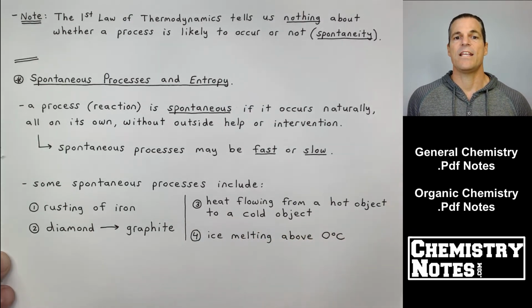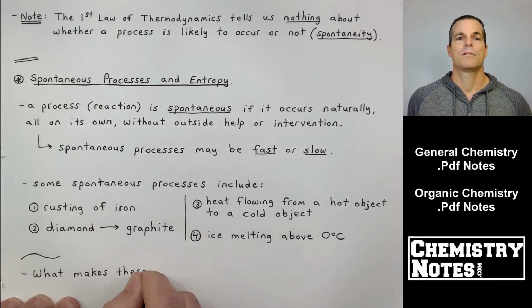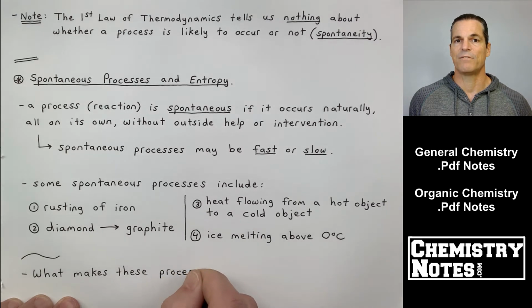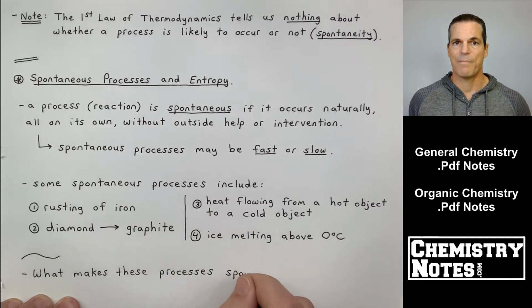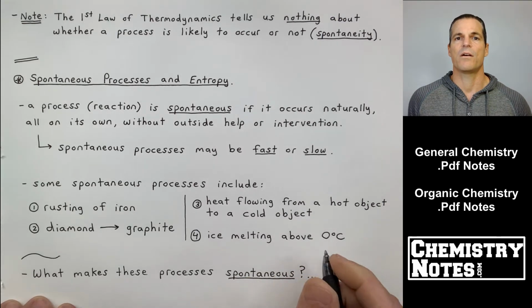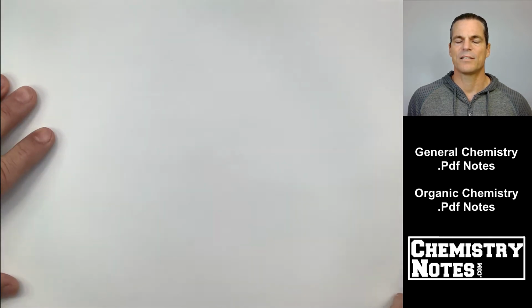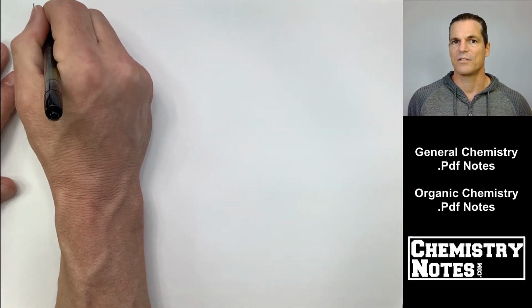Number 3, heat flowing from a hot object to a cold object. That's a spontaneous process. Number 4, ice melting above 0 degrees Celsius. That happens naturally all on its own. So 1 through 4 there are spontaneous processes. What makes these processes or these reactions spontaneous?